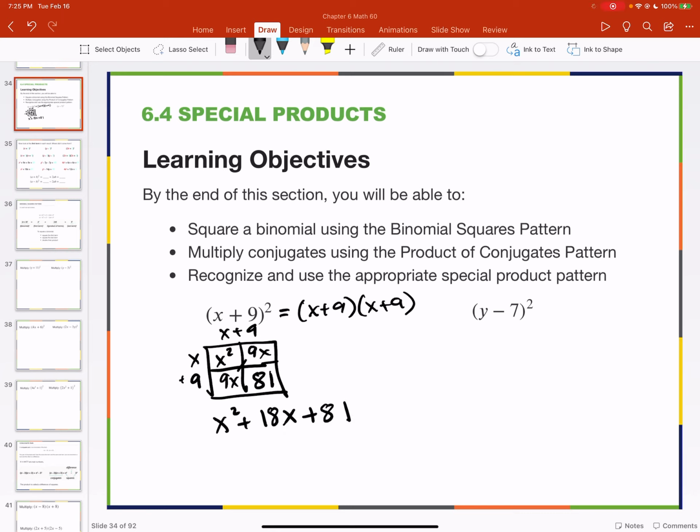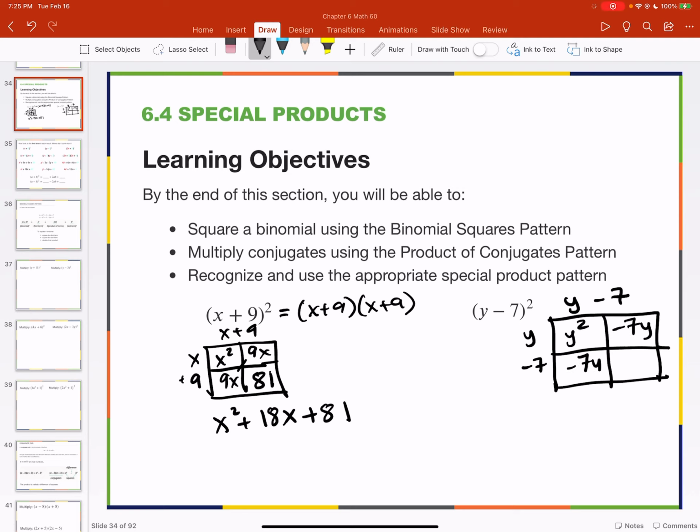And then this one here, y minus 7 squared. So by now, we should have a 2 by 2 box, right? Because it's y minus 7 times y minus 7. So that would give me y squared here, negative 7y, and then a positive 49 here, because negative times a negative is positive. So your final answer, y squared minus 14y plus 49.